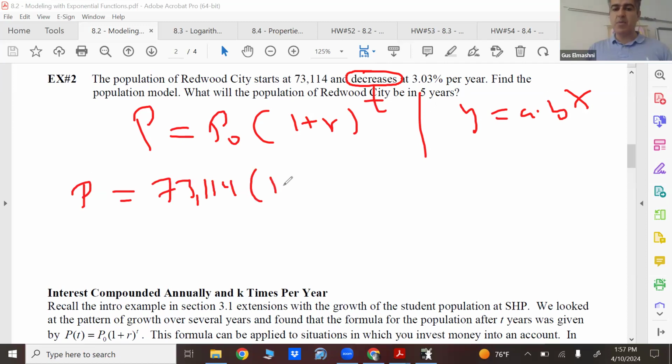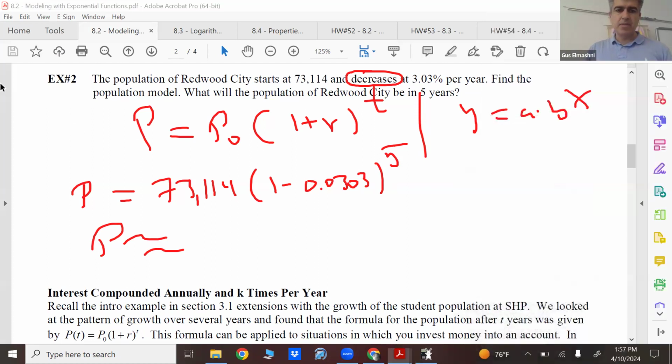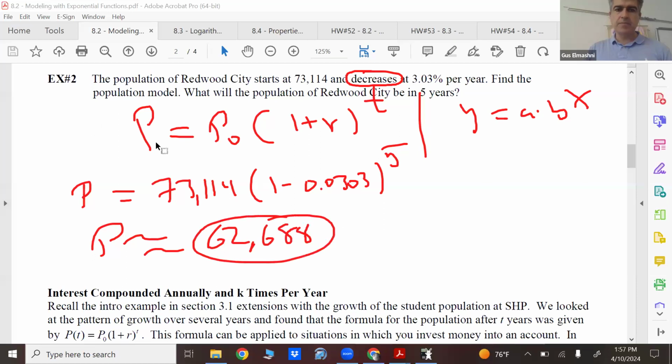But now I'm going to subtract. It's going to be 1 minus 0.0303 raised to the 5th power, and we just have to work that out. I don't believe that. I'm pretty sure Rose has grown, but I'll go with what the problem says. 1 minus 0.0303 raised to the 5th power. So it looks like it's about 62,688 people. Okay, that's good.